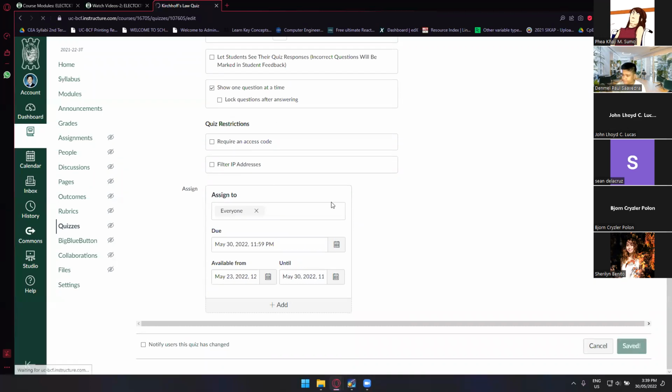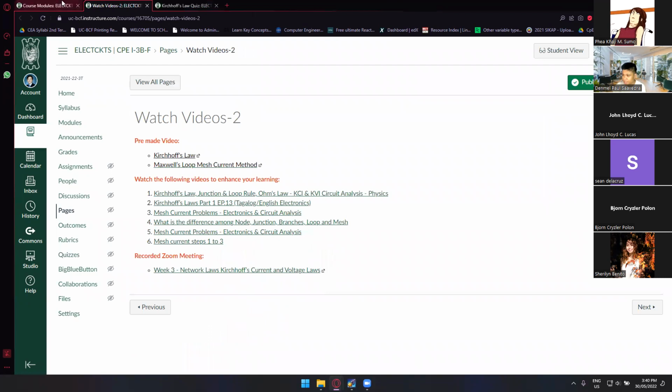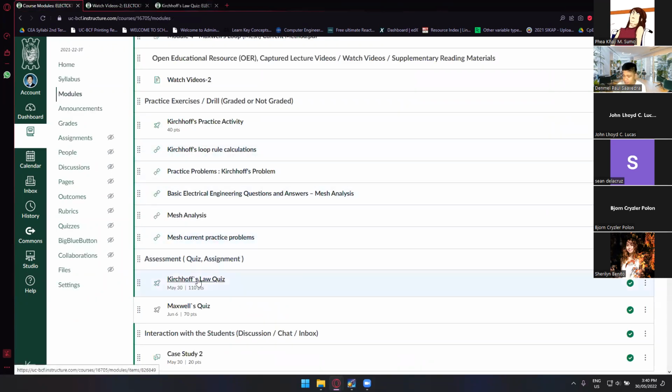So this is to give a chance for those who got a low score on this quiz, and this is to give a chance for those who got a high score to perfect it. Instead of getting 86 something or an 80-plus score, since this is 110 points, you can get more for this one. However, the due date of this one will be until today only. So you still have less than 9 hours, 8 hours and 20 minutes to retake the Kirchhoff's law quiz.